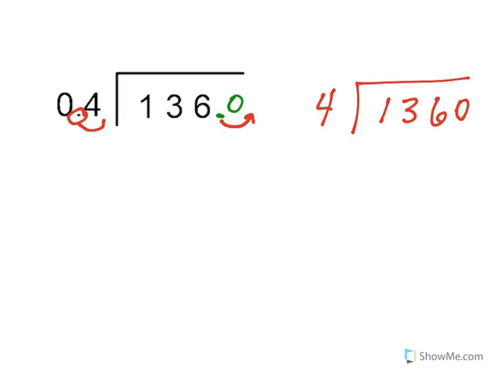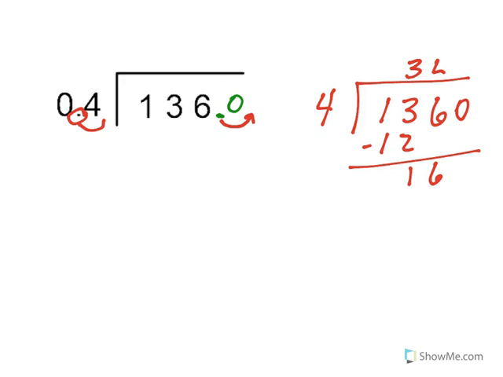So I know that 13 divided by 4 is 3. 3 times 4 is 12. I'm going to bring that down. 13 minus 12 is 1. And I'm going to bring down my 6.